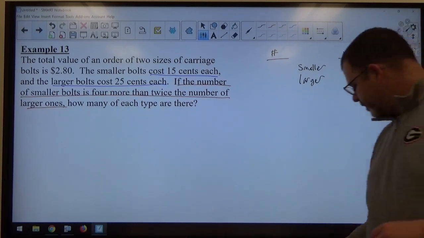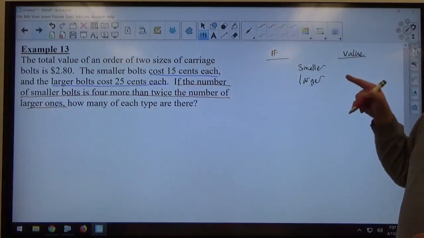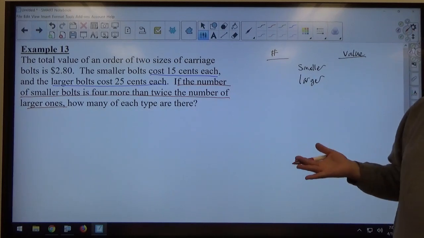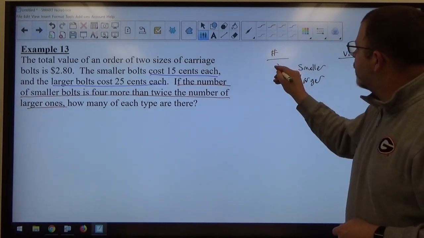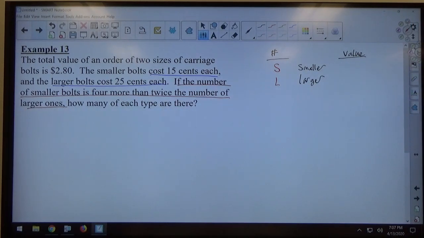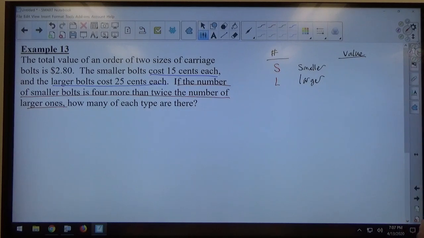I'm going to create two types of things here: variables representing number of things and variables representing value of things. But I can only use two variables. So first off, I go number first every single time. The number of smaller bolts and the number of larger bolts are things we don't know. So I'm going to use the letter S and the letter L. I'm going to use capital letters here to specify these. Lowercase l looks like a 1, and I'm going to be careful when I write my S's so it doesn't look like a 5. S and L represent the number of bolts of each type.